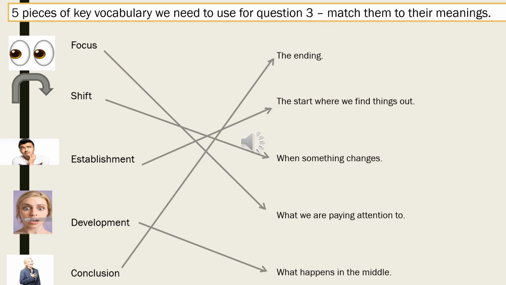But then there's the development, what happens in the middle, and finally, conclusion, the ending, as I'm about to conclude what I'm saying on this bit now. Use these 5 terms throughout your writing on question 3. They are vital.